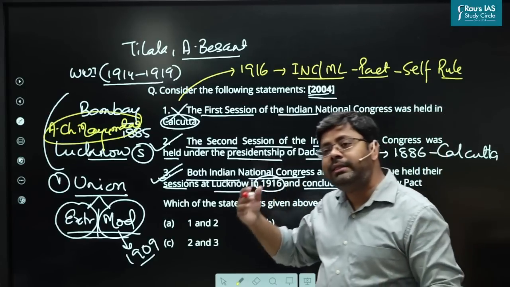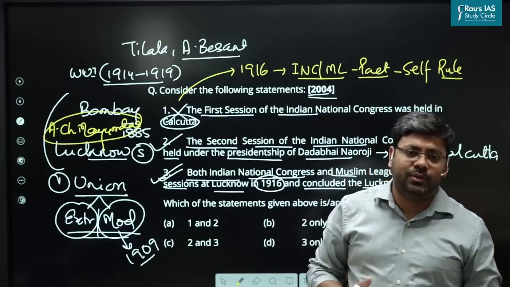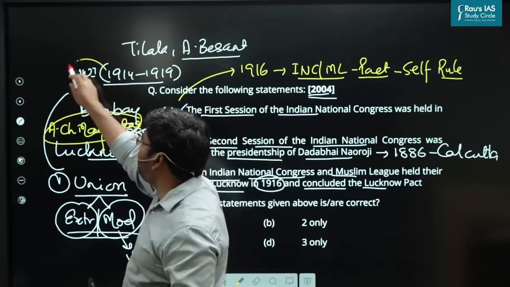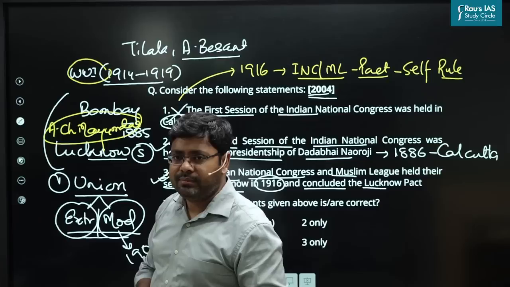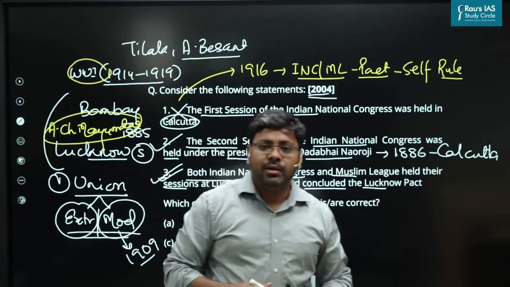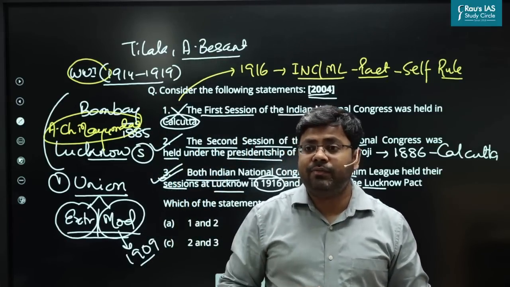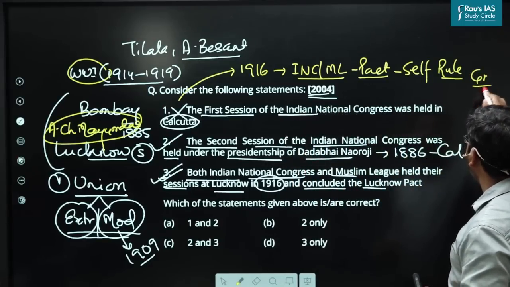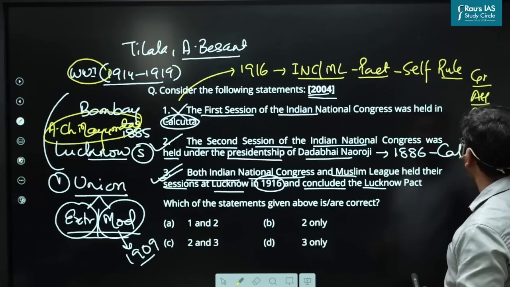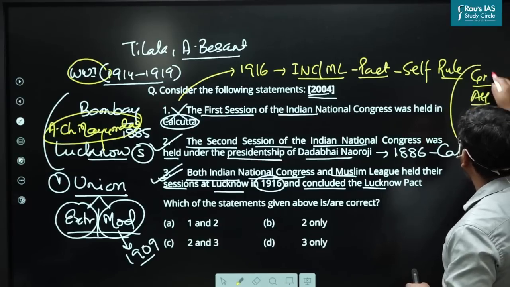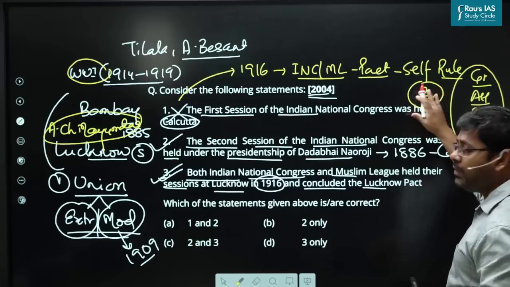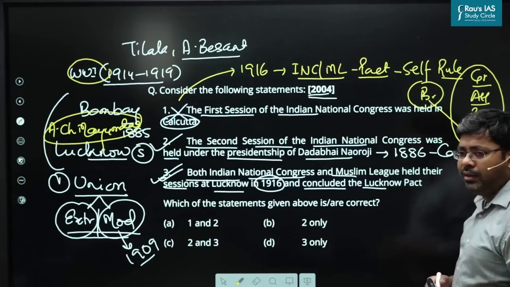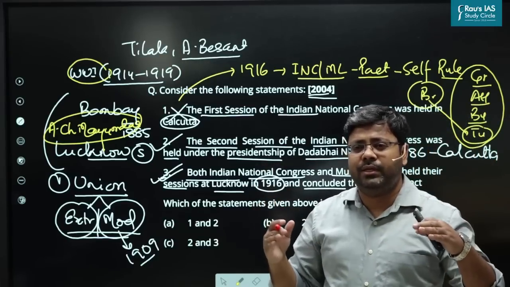Again, why was this coordination possible between Congress and Muslim League? You have to understand that the First World War was responsible for this coordination. In the First World War, Britain and France were fighting against the aggressor countries. What were the aggressor countries? Germany, Austria-Hungary, Bulgaria and Turkey. So when Britain was fighting against Turkey, the relations between Britain and Turkey deteriorated.